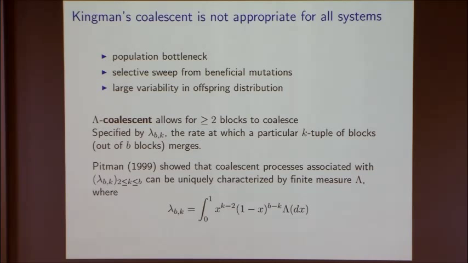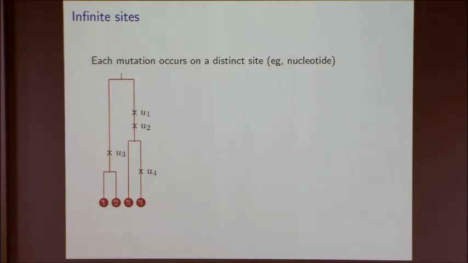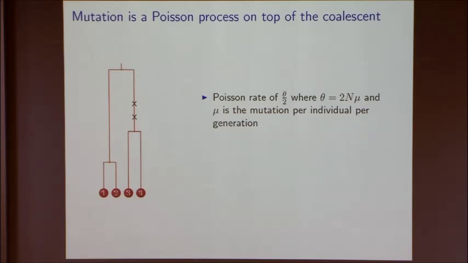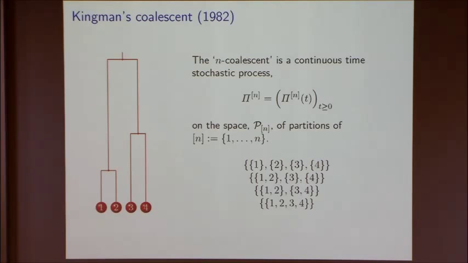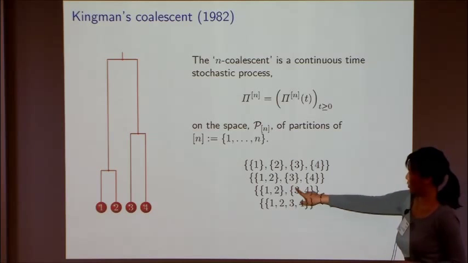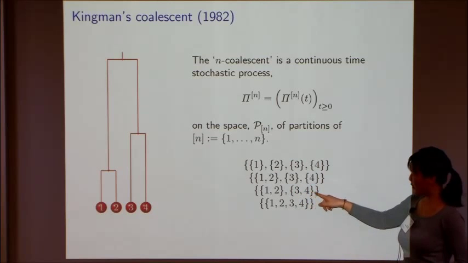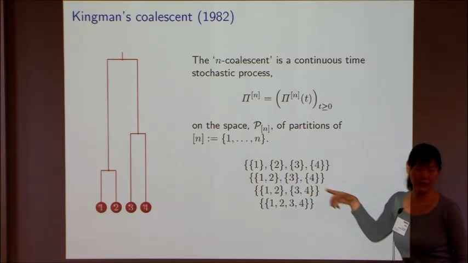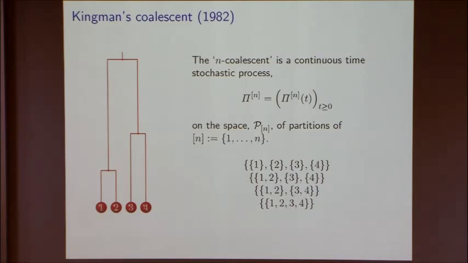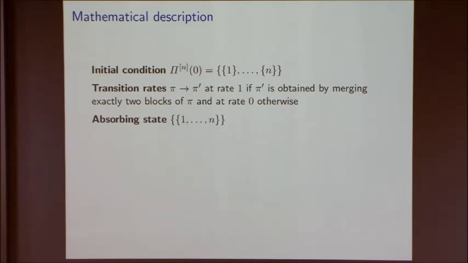There was a question? Can you explain what a block is? Oh, yeah, right. It's better if I just show you the picture. So these are blocks. These are the sets. They're also called lineages. So lambda sub b,k is just the rate at which these blocks merge into single blocks.